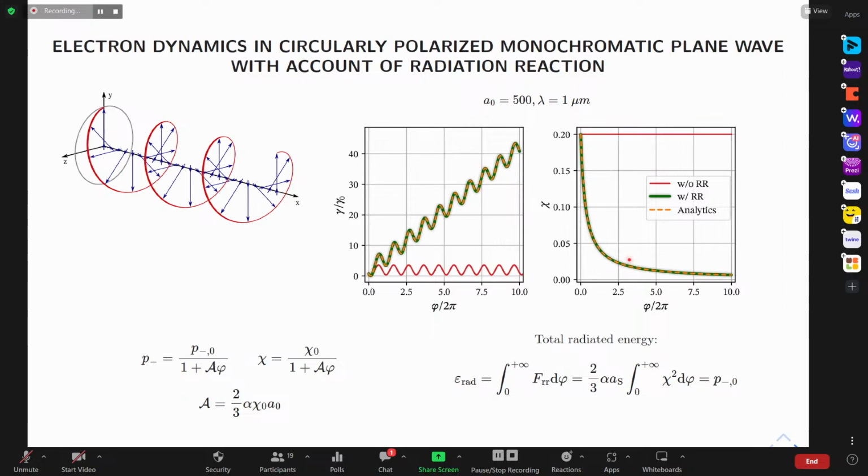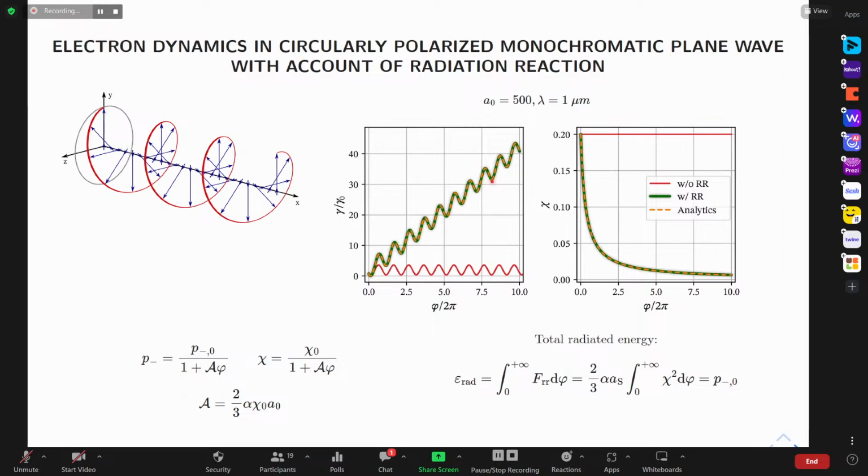From what A naught would you estimate it is relevant? Here you calculated 500. Yeah, so this is for 500, but actually this solution is applicable for any A naught larger than unity. So the slope of this growth of the energy is basically controlled by this parameter. As you can see, it depends on the initial value of the chi parameter and A naught. And chi at the same time also depends on the intensity of the plane wave. So for lower intensities, this increase of energy will happen over many periods.